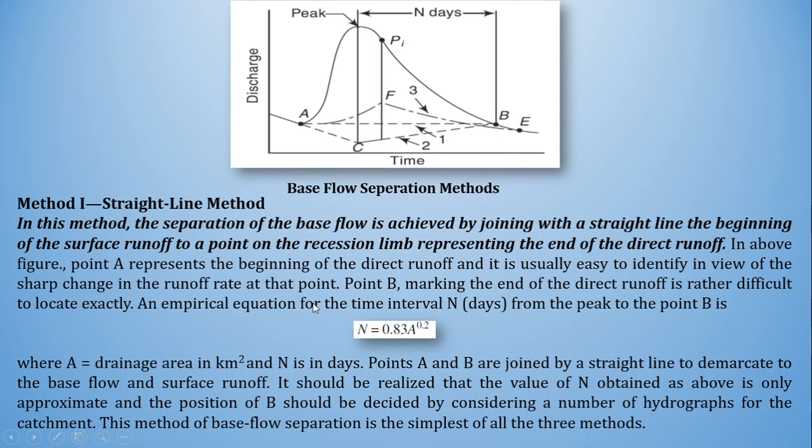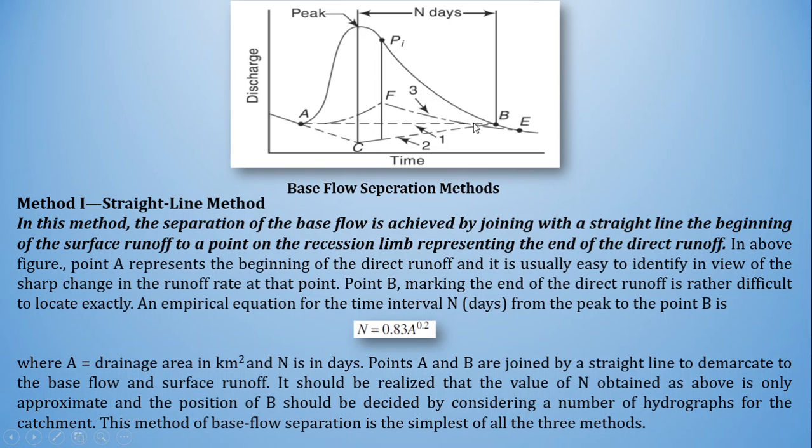An empirical equation for the time interval n days from the peak to the point B is n = 0.83 A^0.2. So to locate the point B precisely from the peak of the hydrograph in n days, this equation is used, where A is the drainage area in square kilometers and n is in days. Points A and B are joined by a straight line.